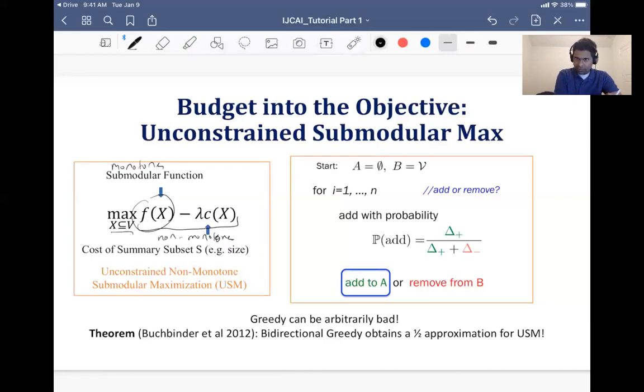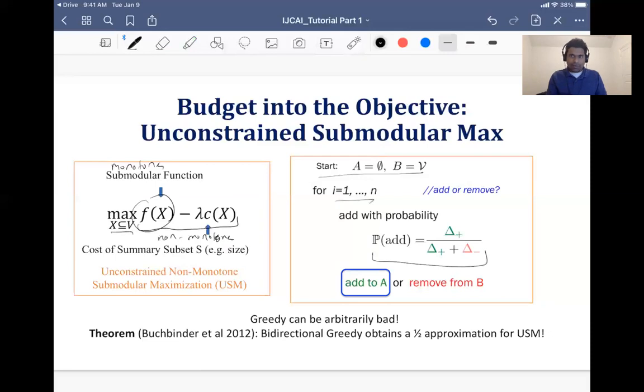It turns out that we can use a bidirectional greedy algorithm here. In the bidirectional greedy algorithm, you maintain two sets A and B, and you go in either direction, right? You start with A equal to the empty set and B equal to V, and then for i from 1 to n, with a certain probability, based on delta plus divided by delta plus plus delta minus, you either add or remove. Delta plus is the gain of adding this particular item i to the set A, and delta minus is the gain of removing it from set B.